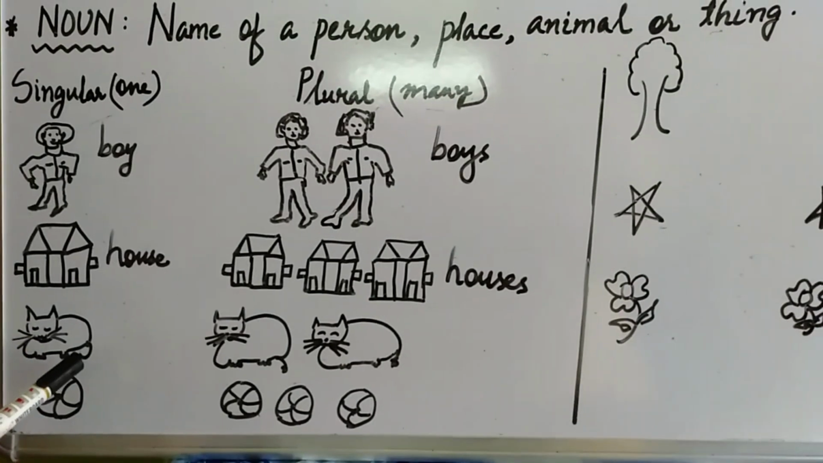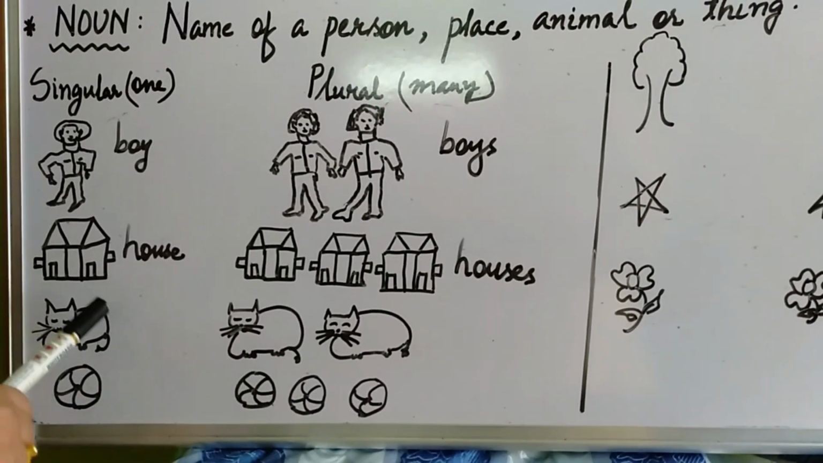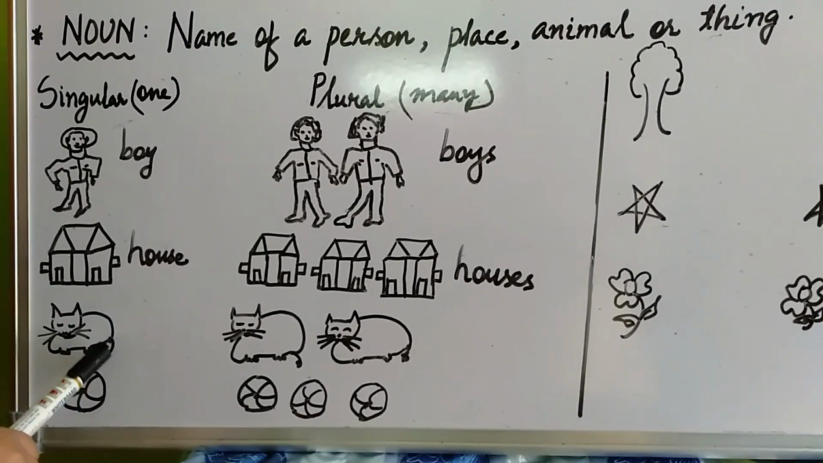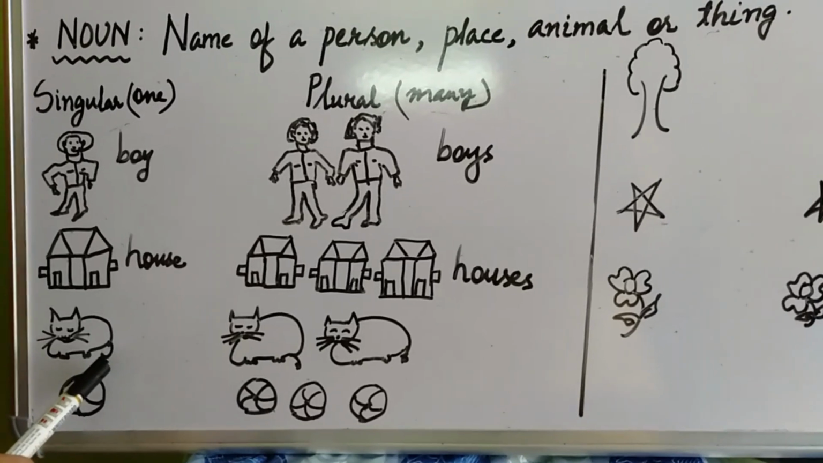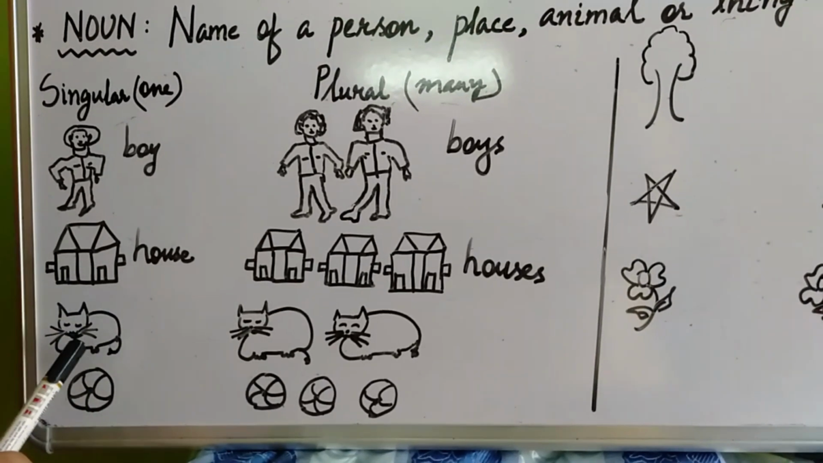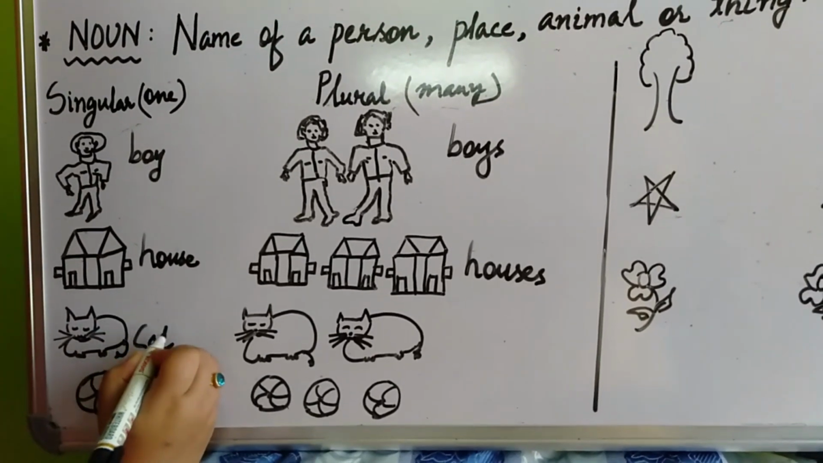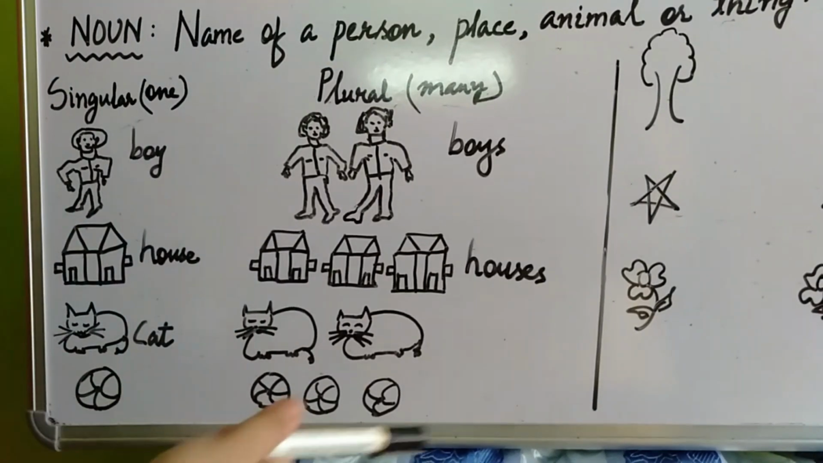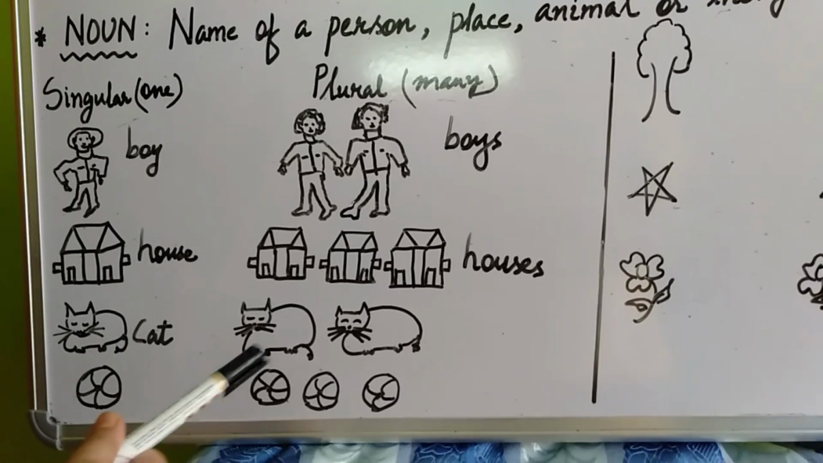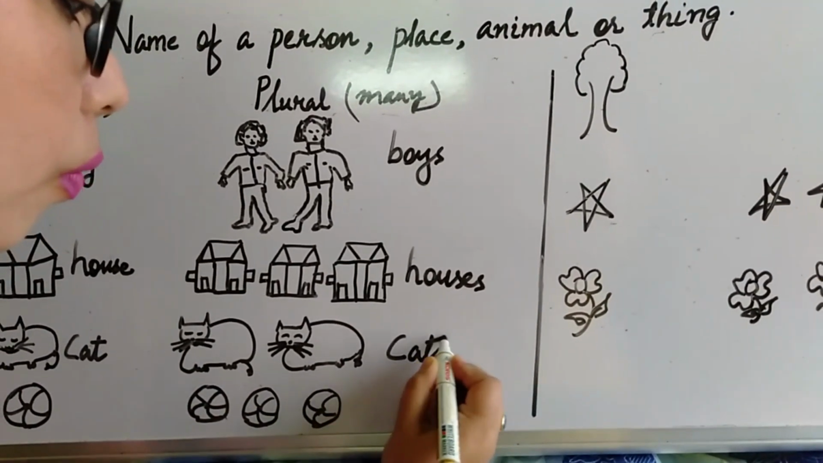Now can you see the next one? Yes. What it is? It is a sleeping cat. A cat, right? So this is singular or plural? Yes. Now all of you know it. Singular means one. Only one. So I write it as cat. C-A-T. Cat. But on the other side you can see how many are there? 2. So we call it as cats. It is plural because it is more than one.